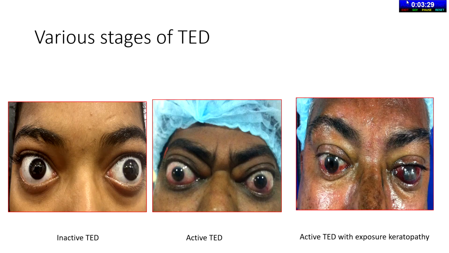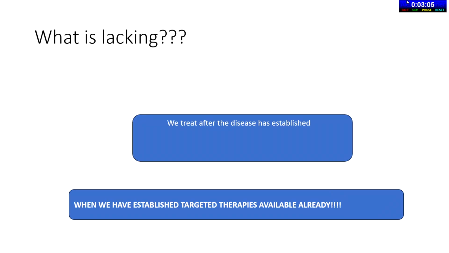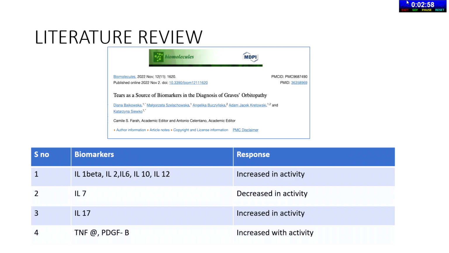We know thyroid eye disease has varied stages, from simple mild lid retraction to a very dreadful, visually debilitating disease with dysthyroid optic neuropathy. What do we do? In the current scenario, we treat the patient based on the clinical activity scoring or the VISA scoring, and treat them with high-dose steroids or immunosuppressants after the disease has become very active. What is lacking is that we treat after the disease has established very well, when we have a lot of targeted therapies already existing in the market.